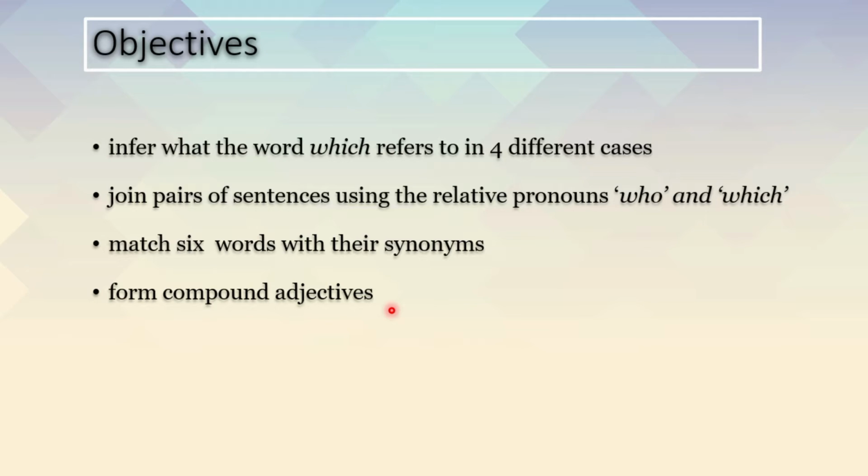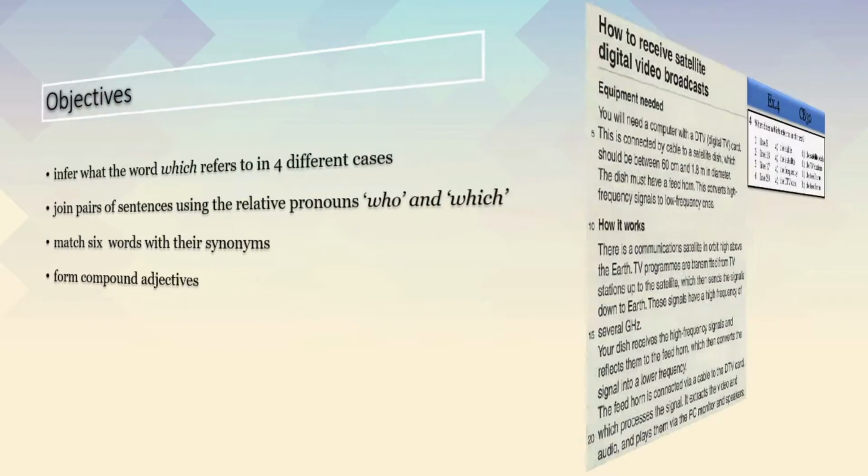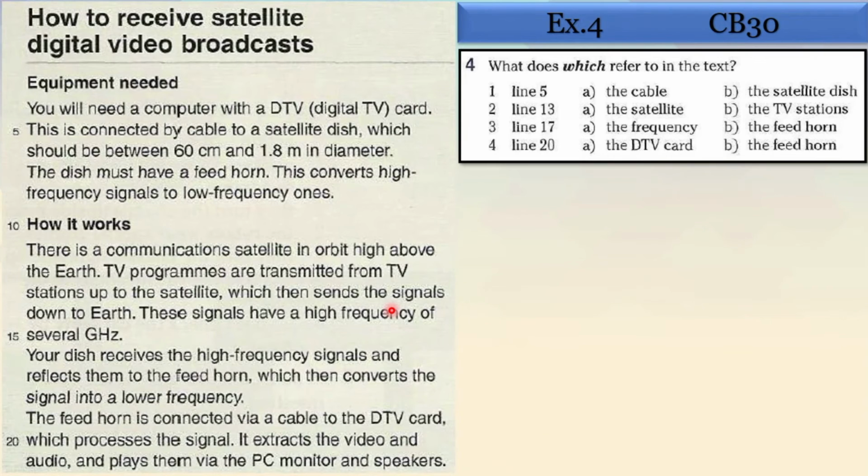In our last lesson, we read a text about how to receive satellite digital video broadcast. We are going to use the same text for this lesson. Now open your course books to page 30. Course book, page 30, exercise 4. What does which refer to in the text?